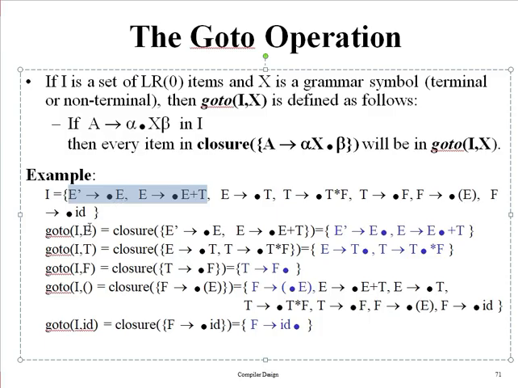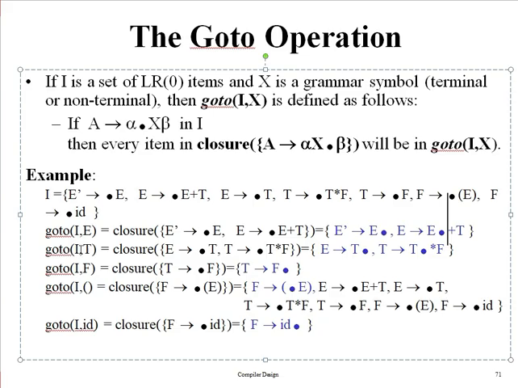We can express this operation in terms of closure as E prime derives E dot, then E derives E dot plus T. Only these two items are placed in the result of goto of I comma E. There is no need to add another item, because the first is a final item since the dot has reached the right end, and for the second, after the dot we have plus, which is a terminal symbol, so there is no production rule to include.